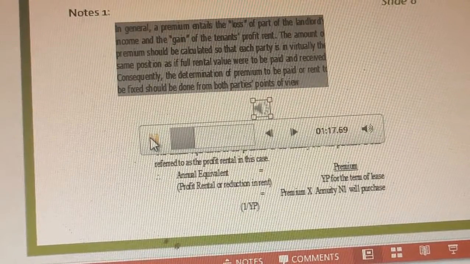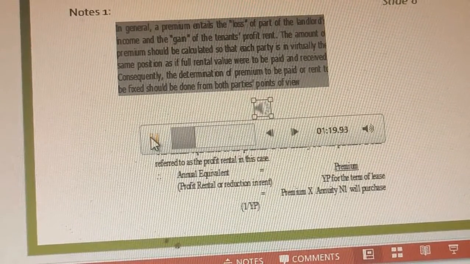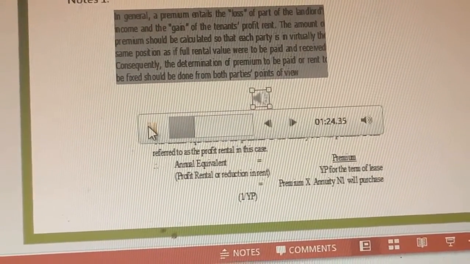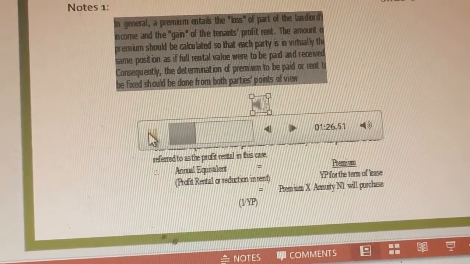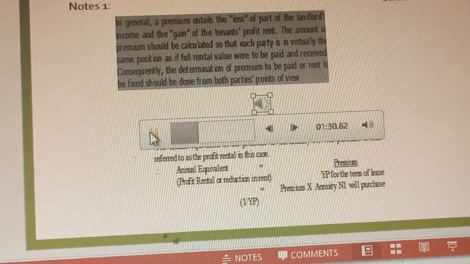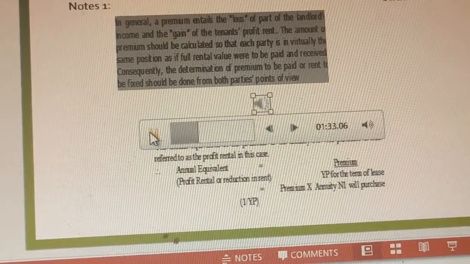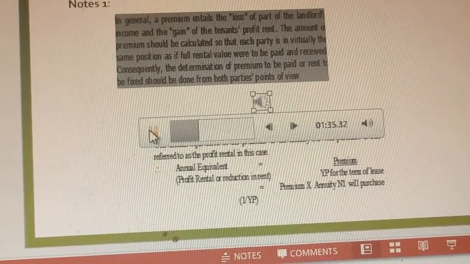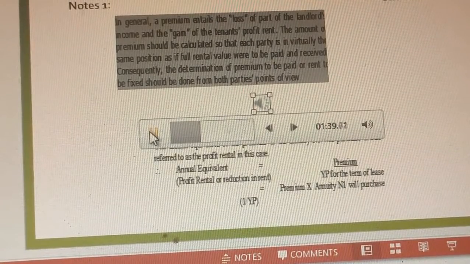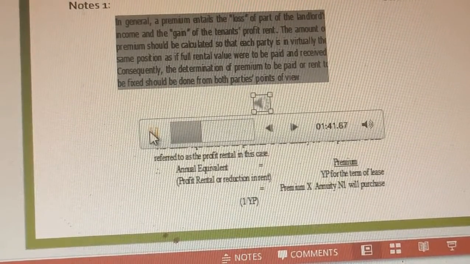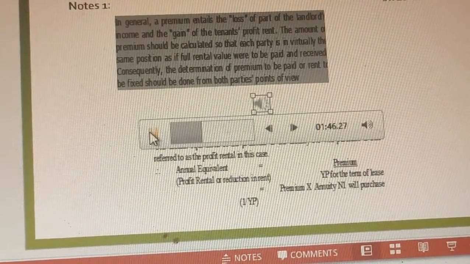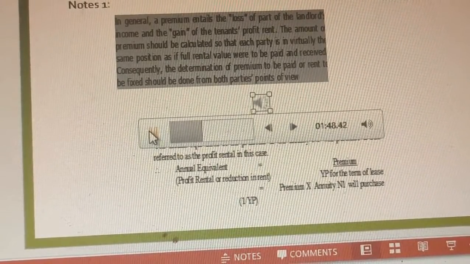So in general, a premium entails the loss of part of the landlord's income ultimately, because he has to take a reduced rent, and gain on the part of the tenant ultimately, because the tenant will get a profit rent. The amount of premium should be calculated so that each party is virtually in the same position as if the full rental value were to be paid. So no party is supposed to lose. So present interest will be equal to proposed interest.